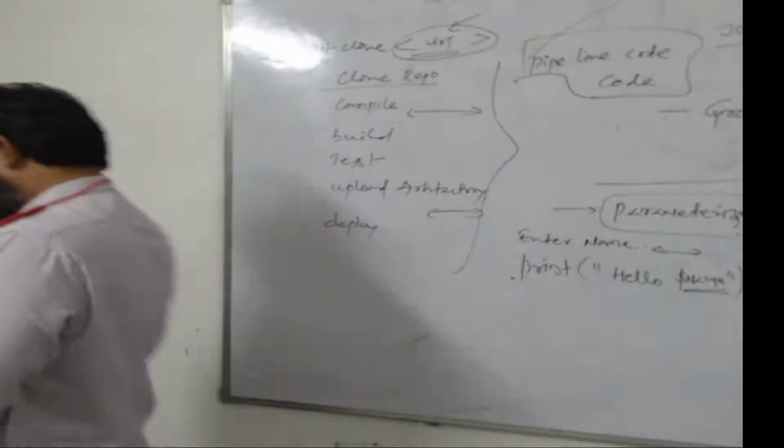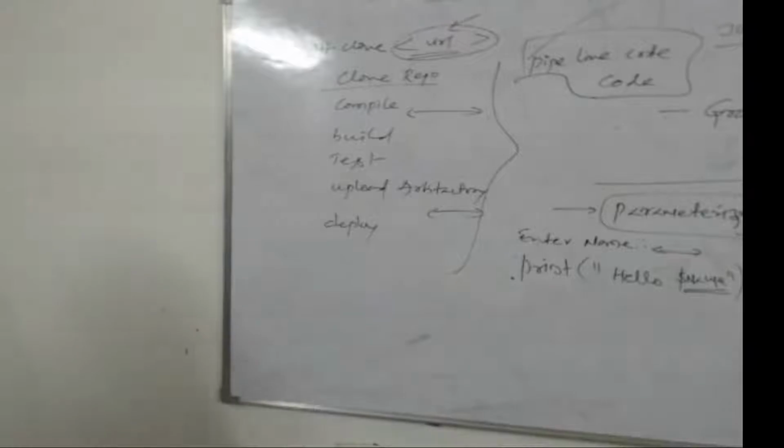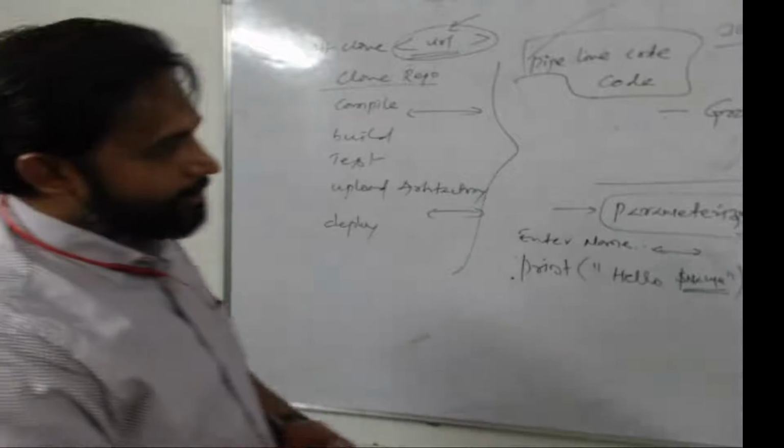Now tell me the difference between declarative and scripted. The first one I'll tell you. The scripted one usually starts with node. The declarative starts with pipeline. That's the first major obvious difference. Apart from that, tell me the rest of the differences.